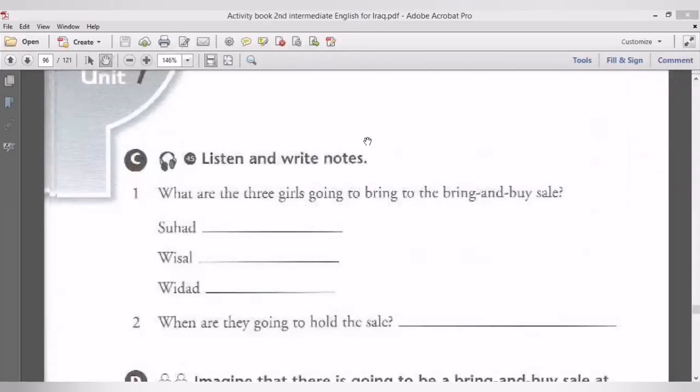Yes, exactly. And now number 2, when are they going to hold the sale? When are they going to hold the sale? When and not where. I'm asking about the time. Okay, it's on Monday at 4 o'clock. Yes, 4 o'clock on Monday. That's right.